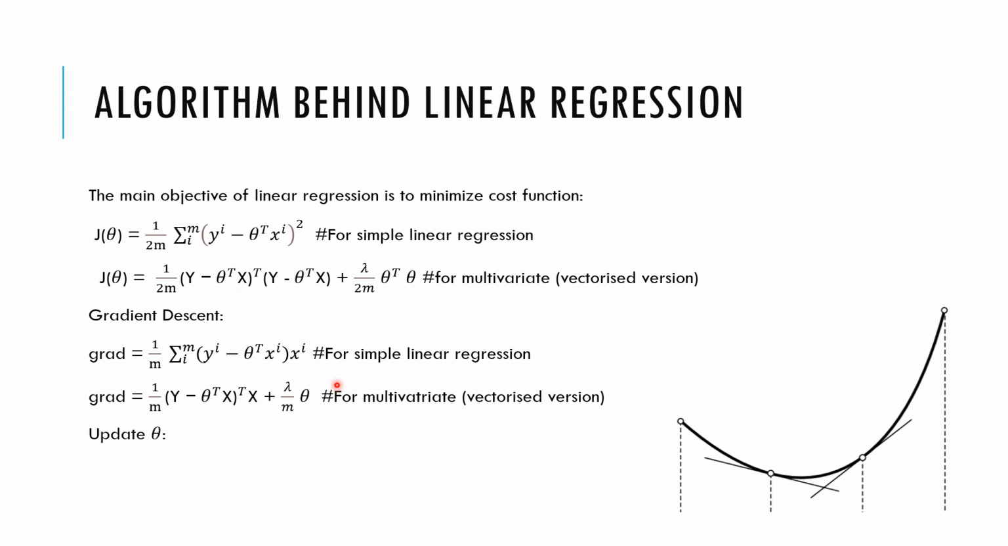So how do you update? Once you have calculated the gradient, what do you do? How do you update theta? Because the idea is to get to the optimum value of theta, right? That's what we want to do. So this is the formula for updating your theta. Theta is equal to the original theta minus alpha into grad. What grad you calculated here. What is alpha? Alpha is a learning rate actually.